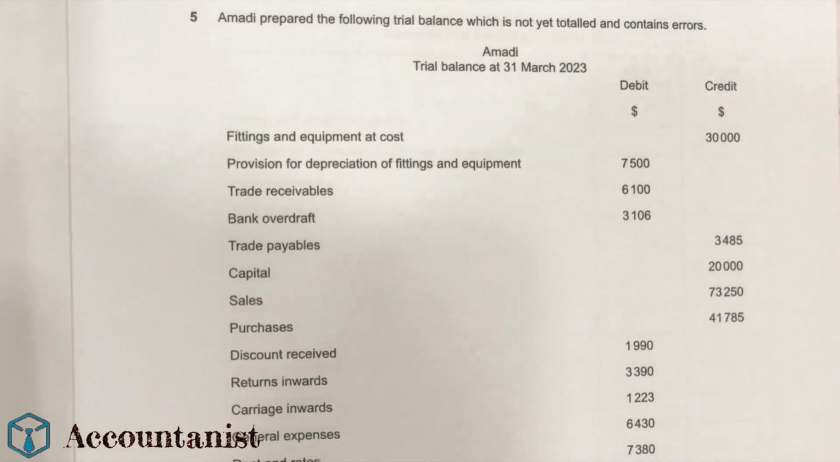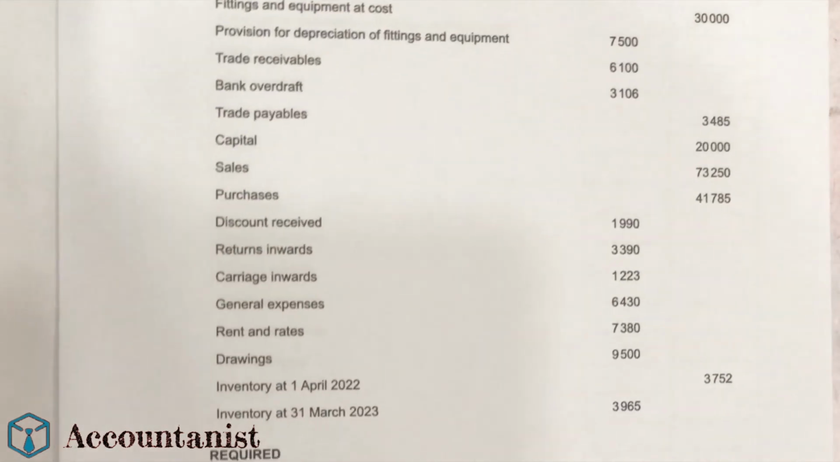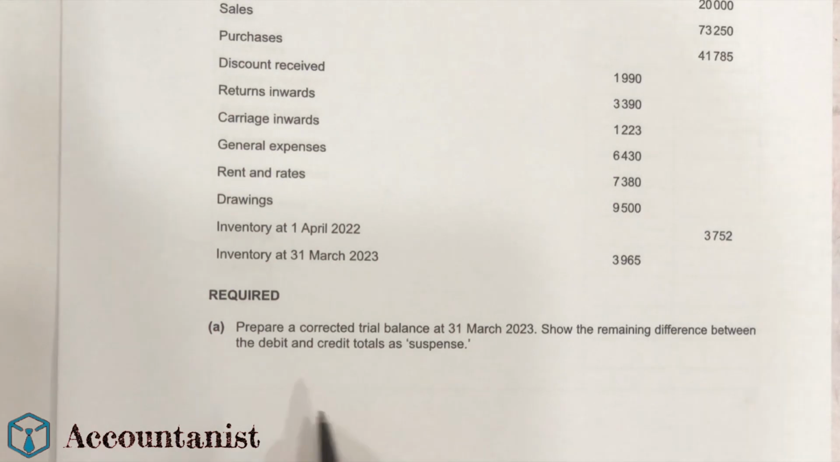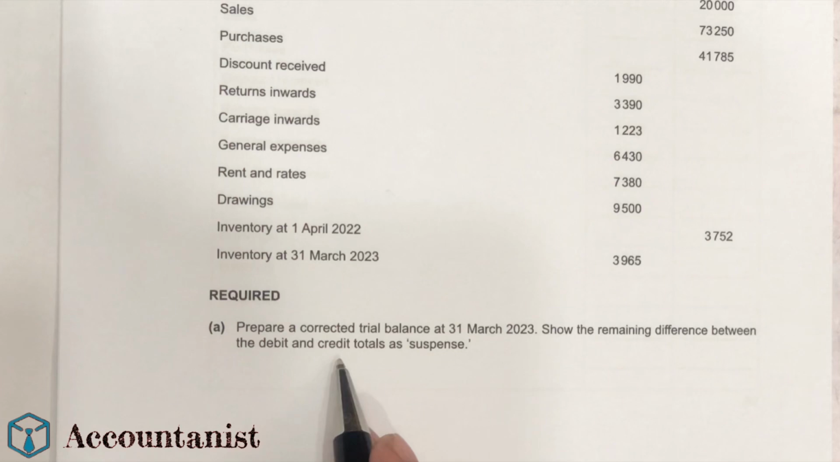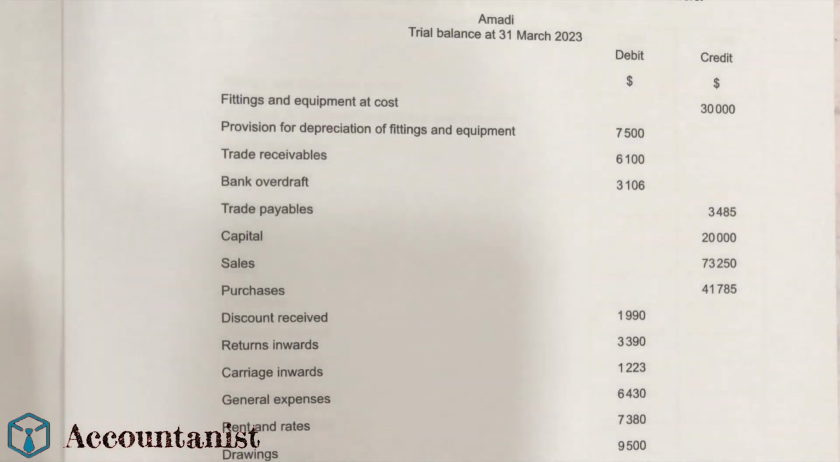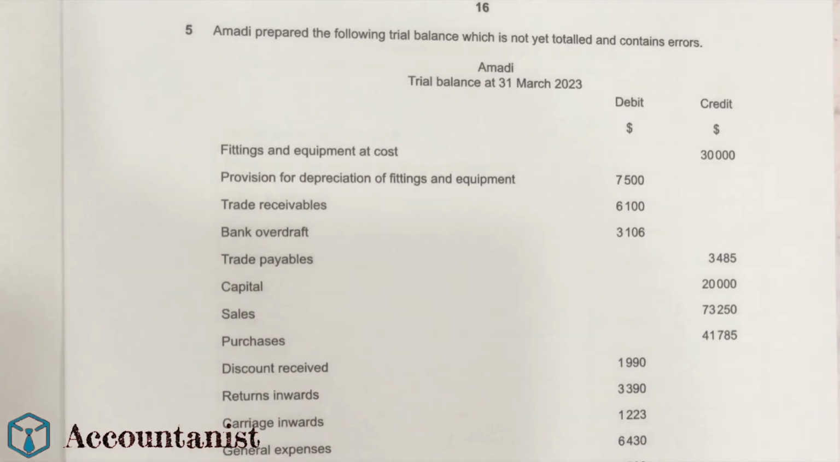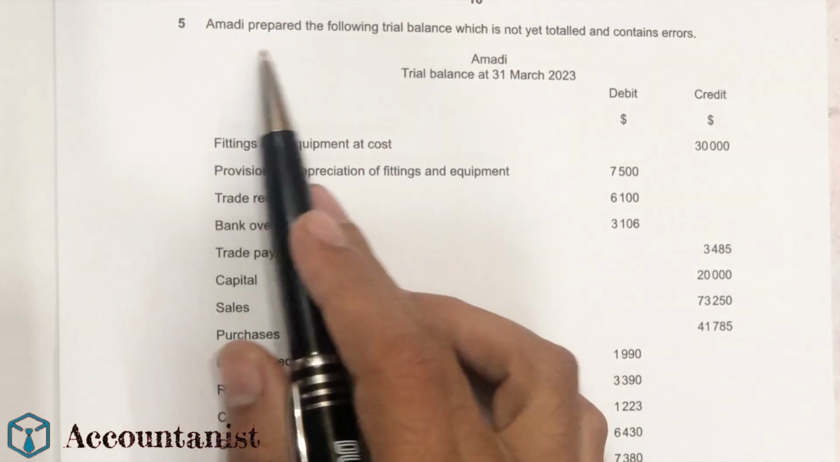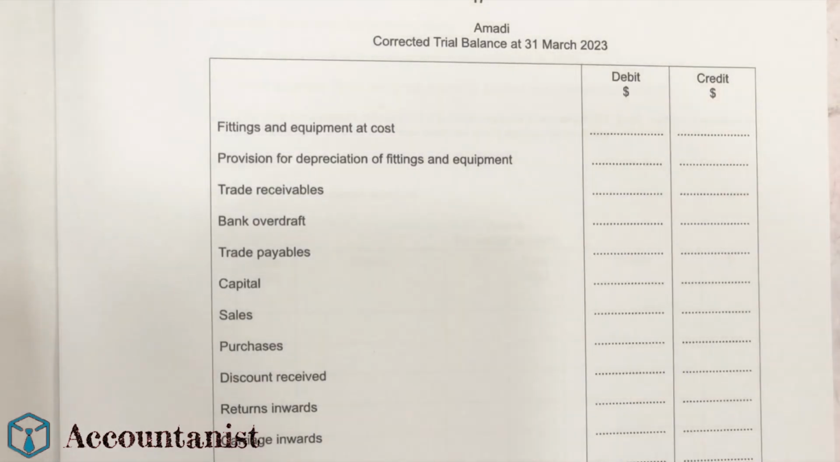Alright, so moving on to the last question of this paper, question number 5. It says that we have to prepare a corrected trial balance and show the remaining difference between the debit and credit totals as a suspense account. So we have some figures up here, the trial balance figures of Amadi. It contains errors, as we can see here. It says to prepare the following transactions, but it is not totaled and contains some errors. So let's make this on the next page.